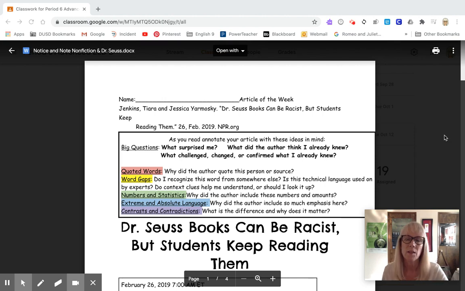Good morning, ELD students. I know some of you are still struggling with the idea of annotating the articles using the notice and note signpost. So I wanted to create a short video to help you, because it's important that you understand how to highlight these signposts, because we're going to be using it in the next unit that we go into with our Edge books.